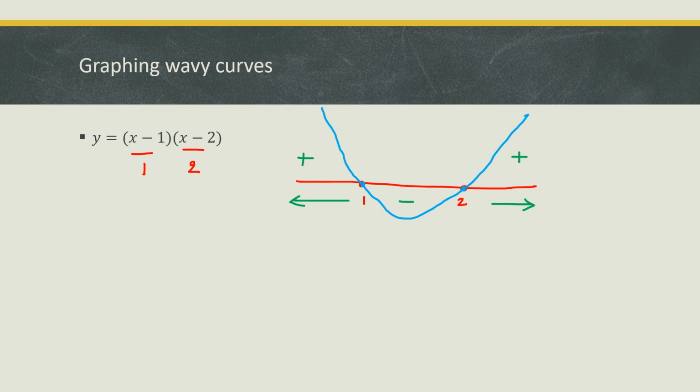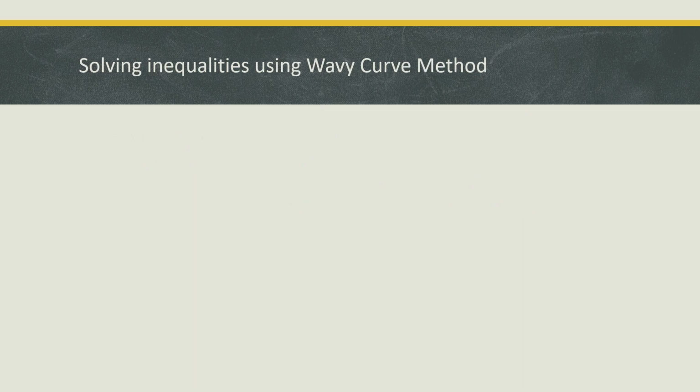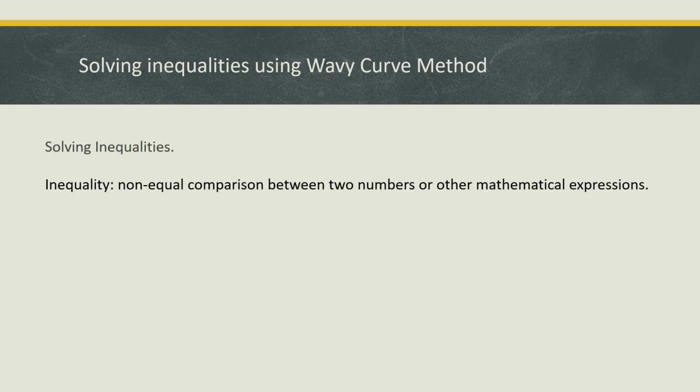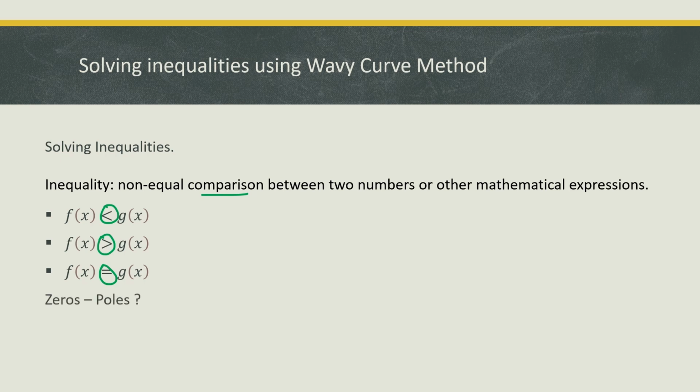But what if the function is not a very simple one? What if the function is very complex? Let us look at it. But before that, why do we use a wavy curve? A wavy curve is used to solve inequalities in general. What is an inequality? An inequality is a comparison between two numbers or two mathematical expressions. That comparison can be less than, greater than, or equal to. Let us look at what zeros and poles are before diving into solving these inequalities.